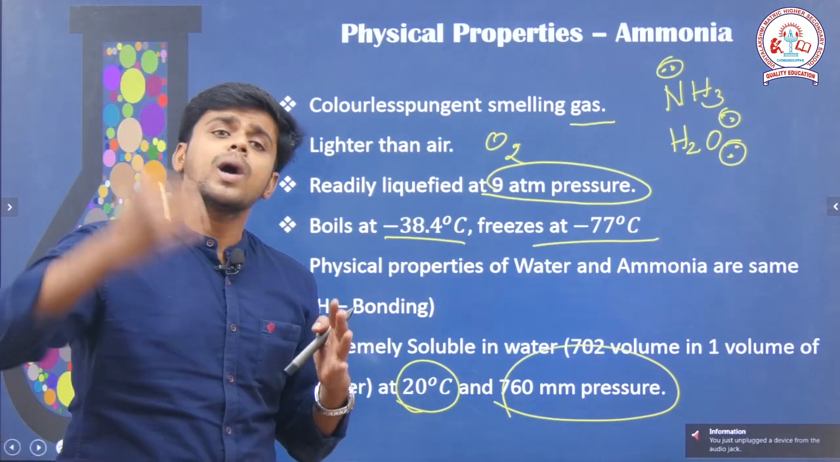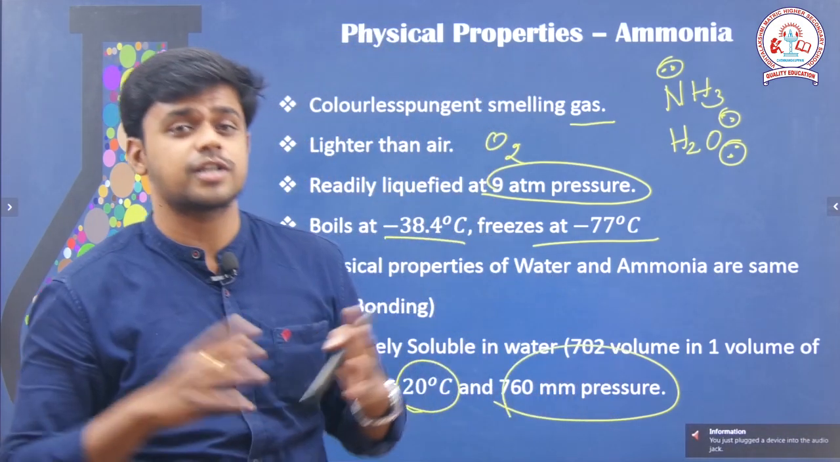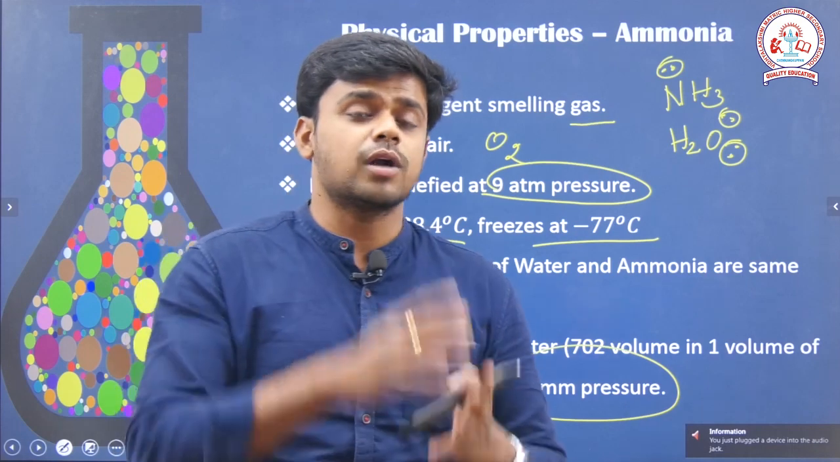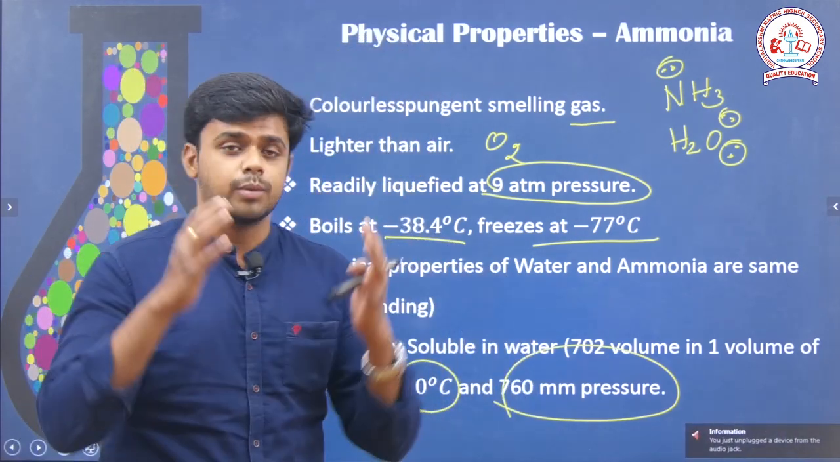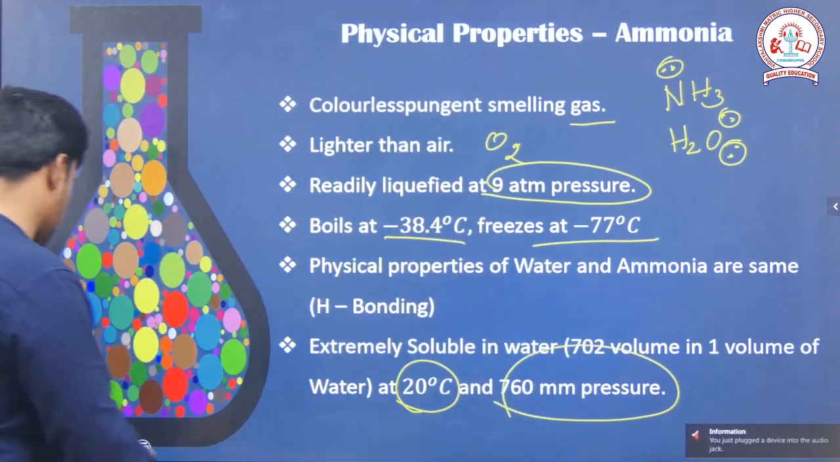சரி, எந்த அளவுக்கு வாட்டர்ல டிசால்வ் ஆகும்? 1 லிட்டர் வாட்டர்ல 702 liters of ammonia dissolve ஆகும். That's why it is mentioned as 702 volume of ammonia can be dissolved in 1 volume of water. Then provided the condition, don't forget it, 20 degree Celsius, 760 millimeter pressure. அப்படின்றது தான் இதனோட physical properties.